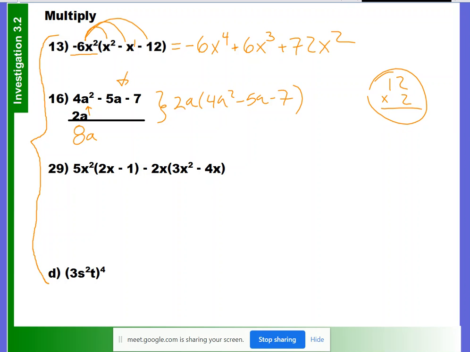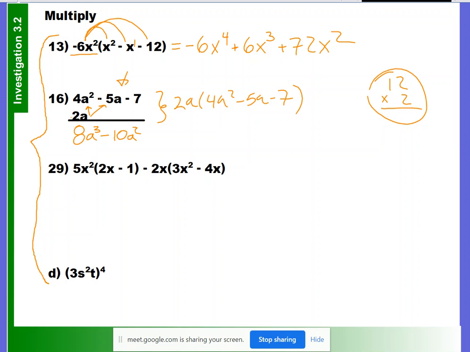Well, hold on a second. A to the first times a to the second is a to the third, because we add the exponents when you multiply monomials. Okay, so you're doing really well. And then I did 2a times 5a, and I got 10a. And a to the first times a to the first is a to the second. Excellent. And we have a positive times a negative, so it's negative 10a versus minus. Yeah. Okay. And negative and minus are interchangeable because subtracting a positive is the same as adding a negative.